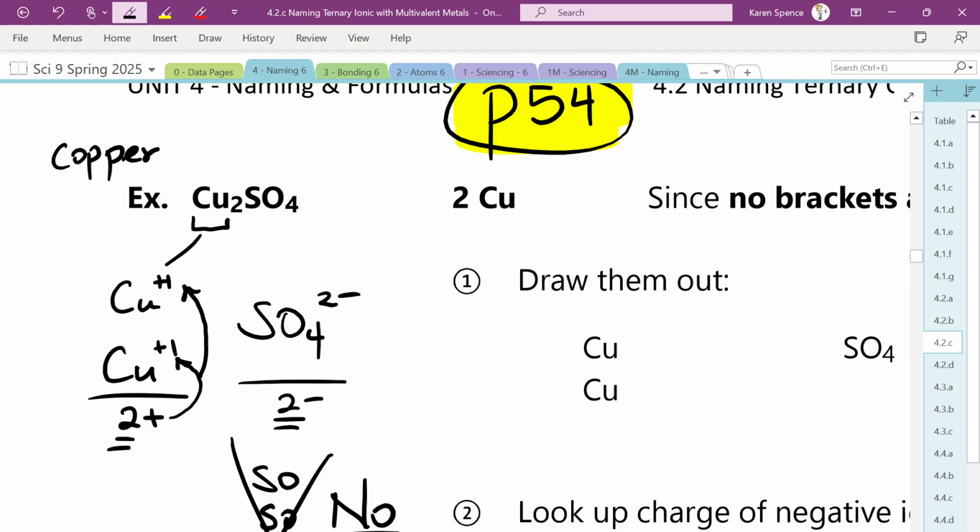That gives us +2. So our name is copper. Is this copper 1 or is it copper 2? 1. Copper 1. It's always the charge on a single ion. So it's copper 1 sulfate.